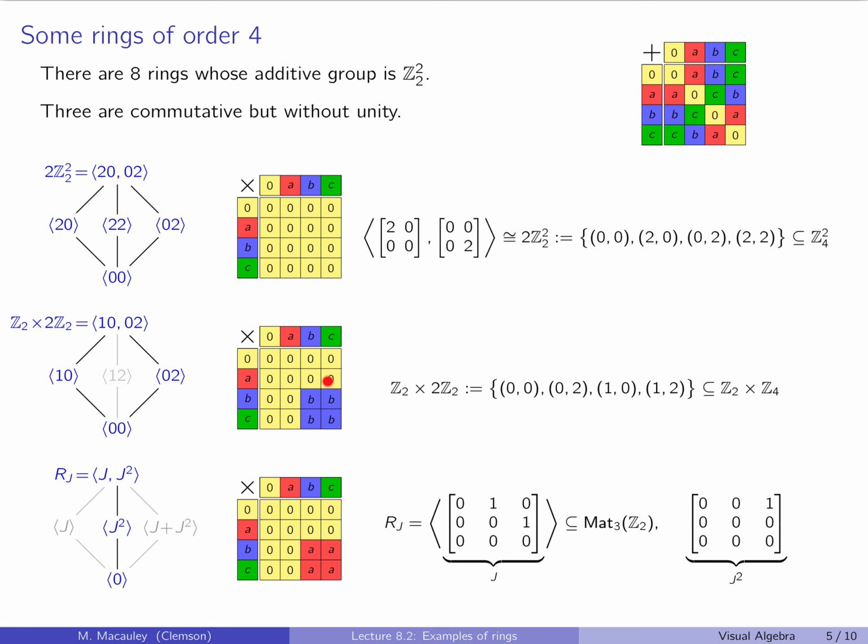Well, A and B generate ideals because these things times anything either give you 0 or the element itself. So one of these is A, one of these is B. And then the subgroup generated by C is not closed under multiplication because C squared is B.